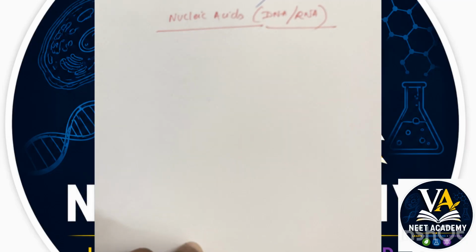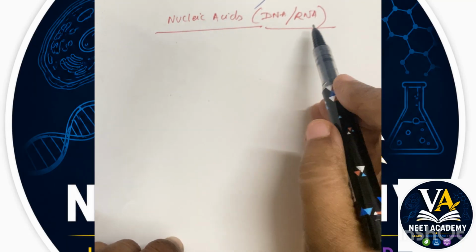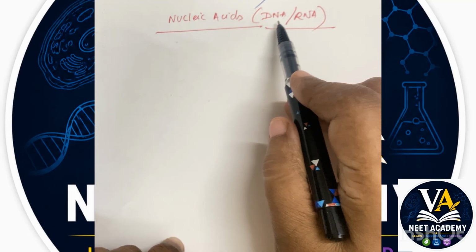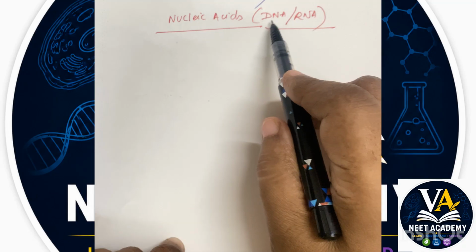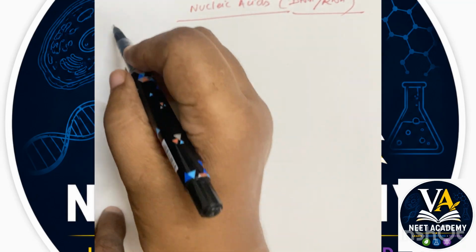So students, today we will start our class with nucleic acid. Two types you have, DNA and RNA, all of you know, deoxyribonucleic acid and ribonucleic acid. Okay, so let us start with our definition.